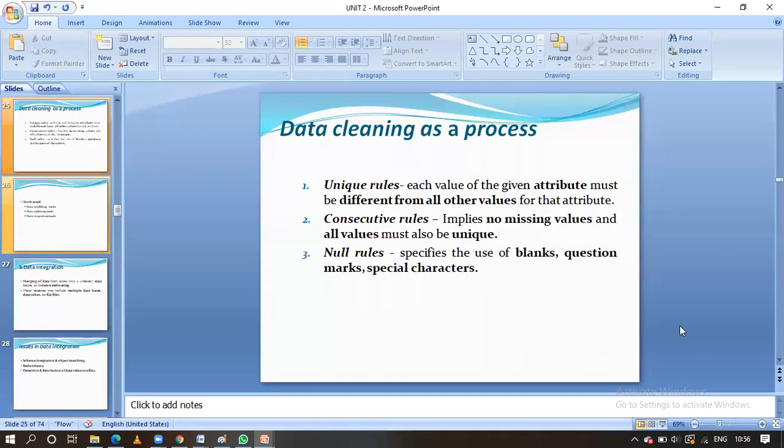And the next one is data cleaning as a process, guys. Data cleaning is a process. This is the third and final step related to data cleaning. Fine. Now this question is over.